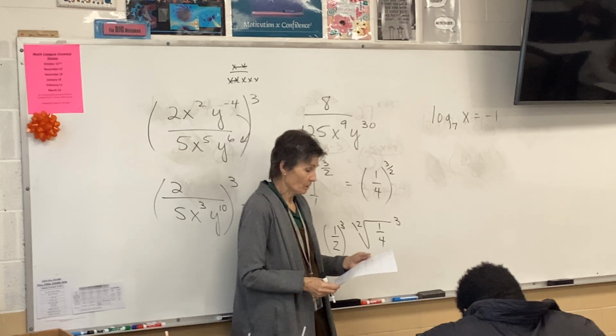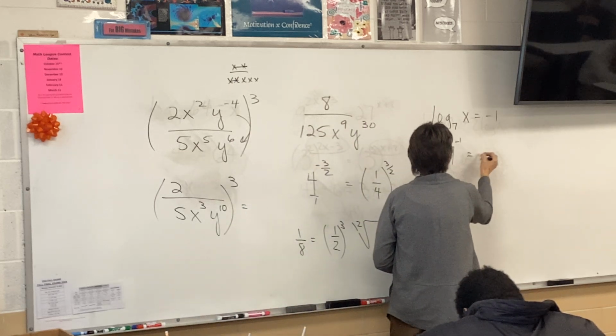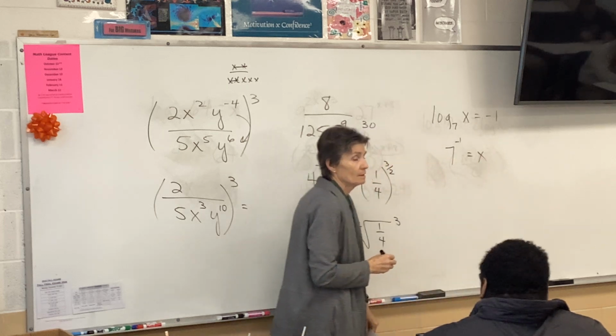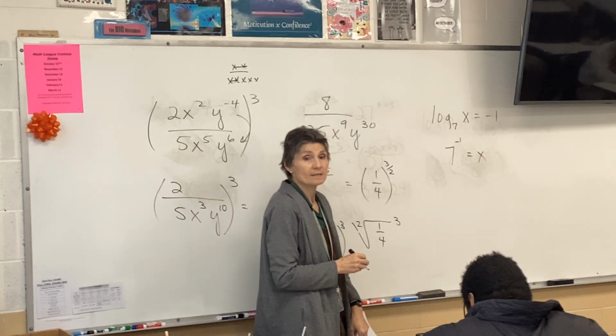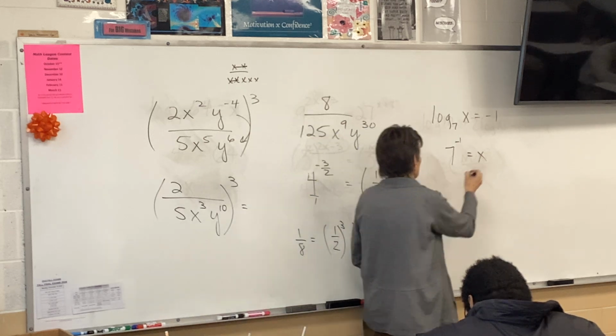Mary, what are you gonna do with this one? Loop-de-loop. So 7 to the negative first equals x. Flip it. And what is 7 to the negative first? 1/7.